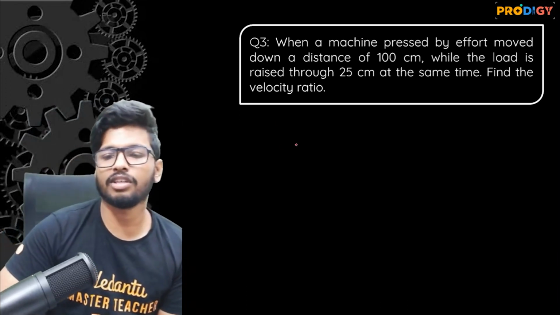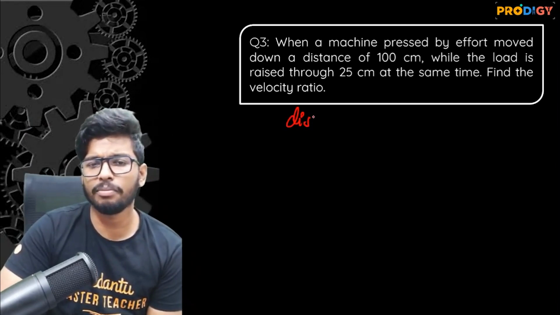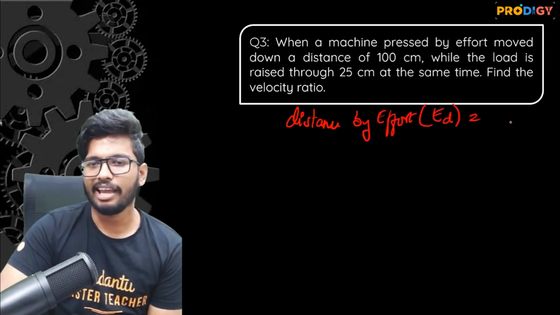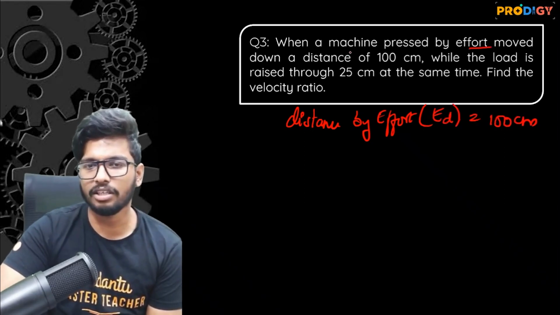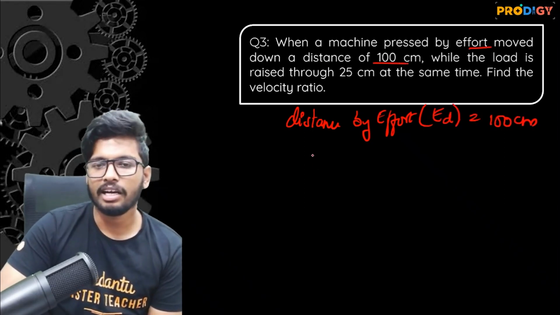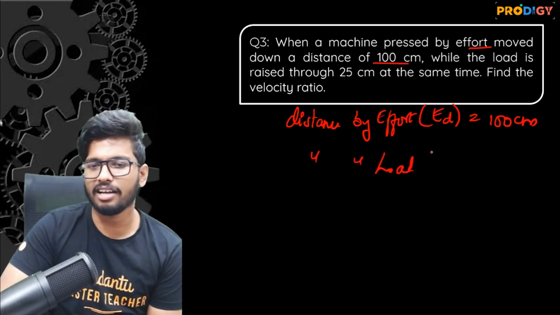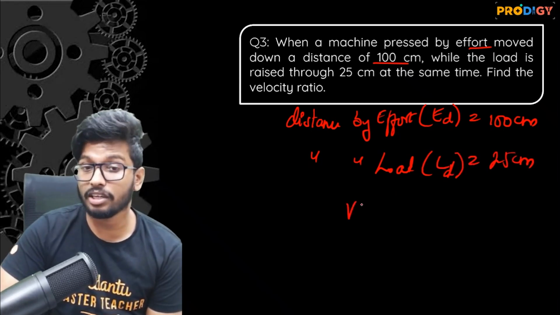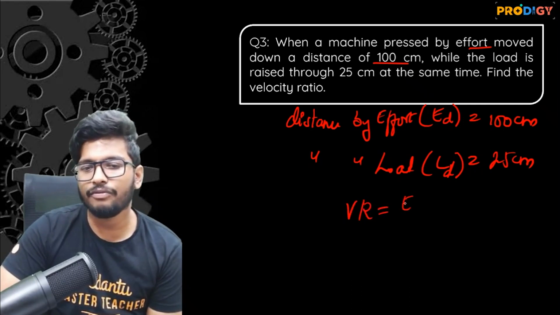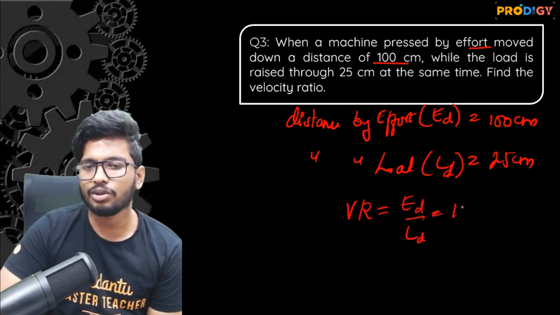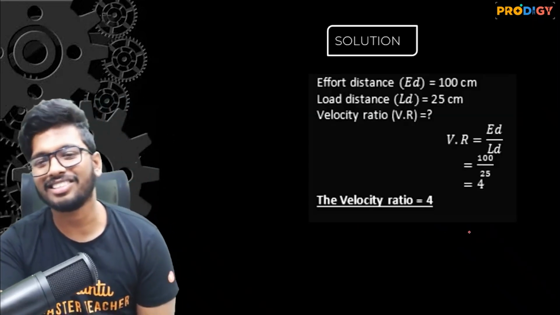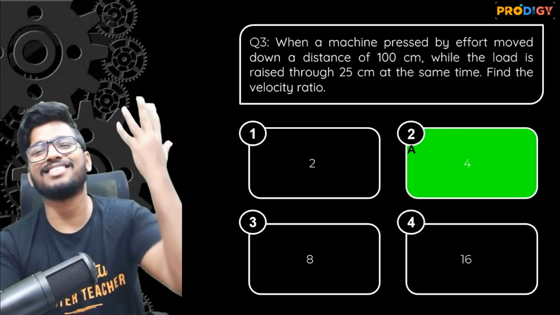Let's do it. First of all, write down the given data. Distance moved by the effort, we'll take it as ED is equal to 100 centimeter. Effort moved a distance down by 100 centimeter. Distance moved by load, which I'll take as LD, is equal to 25 centimeter. Now you're asked to find out the velocity ratio. Velocity ratio is equal to effort distance by load distance. So it's 100 divided by 25. 25 4s are 100. So what is the answer? 4. Sorry, velocity ratio is equal to 4. That's all, guys. That is the answer for this question.